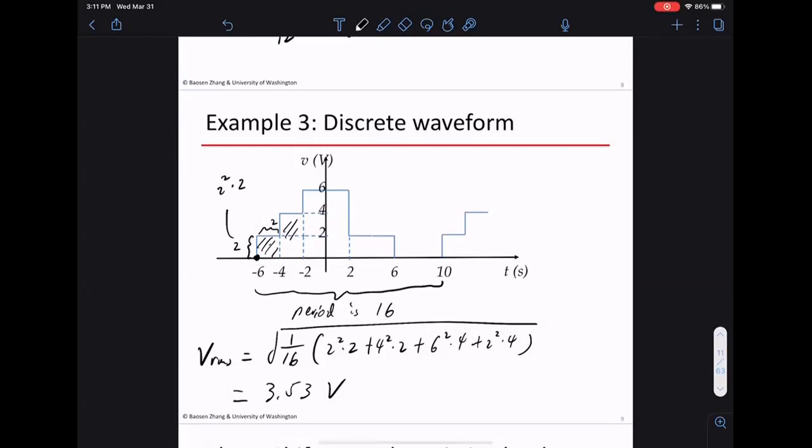For this one, for example, this thing has a height of 4. You square the height, 4 squared, and you multiply by 2, which is how long this thing goes for. This has a height of 6, so 6 squared times a length of 4 units in time, 6 squared times 4. And then this thing is 2 squared times 4.